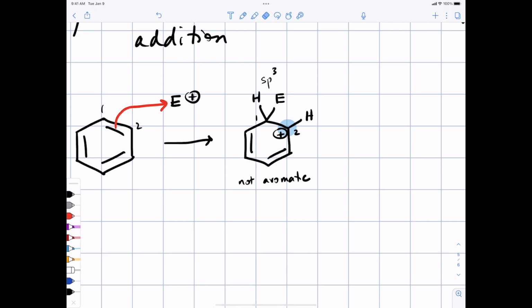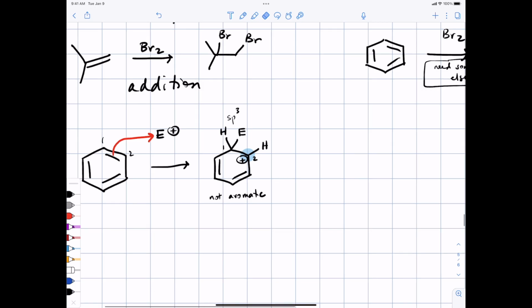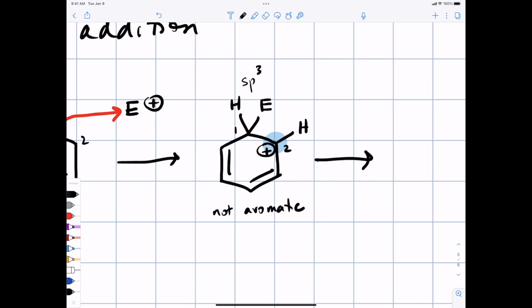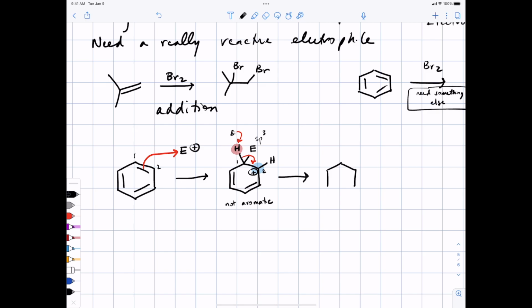Now, once we've added that electrophile, can you think of a reaction we could do that would restore aromaticity? Elimination reaction, right. You've got a proton adjacent to a positive charge. We just need some base, and it doesn't even have to be a very strong one. Turns out this proton is crazy acidic because when it's removed, the conjugate base is aromatic. So that's going to be the mechanism.